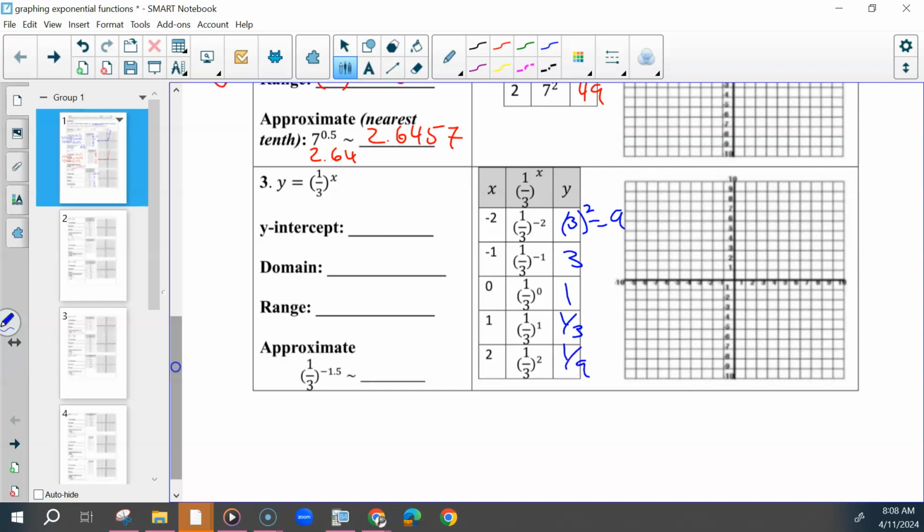So then graph those. So at -2, we're at 9. -1, we're at 3. 0, 1, still the same. 1, 1/3. And then 2, 1/9. What happened? How is this one different than the others? It's going the other way. Flip.